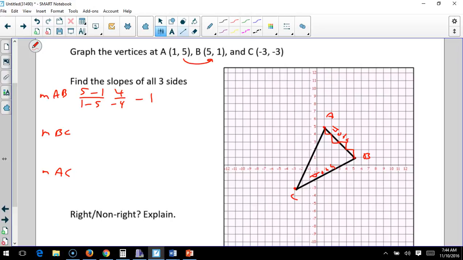So BC, I'm going to go in alphabetical order, just do BC. On top, y-wise, 1 minus -3, it's going to become plus. And on the bottom, x, 5 minus -3, also going to become plus. 1 plus 3 is 4, and 5 plus 3 is 8. 4 over 8 is 1/2.